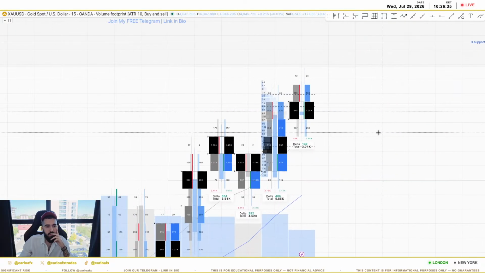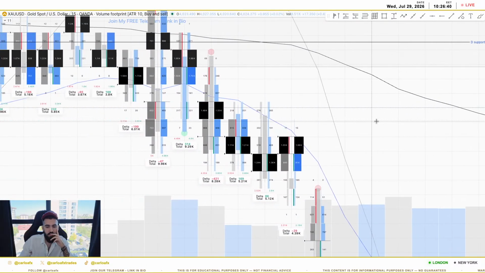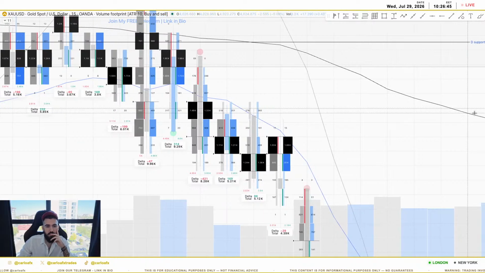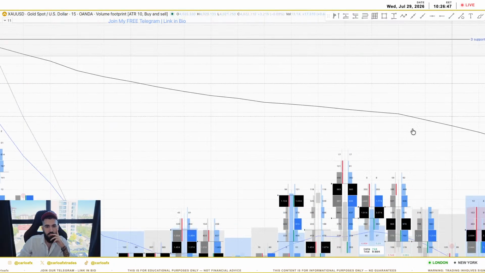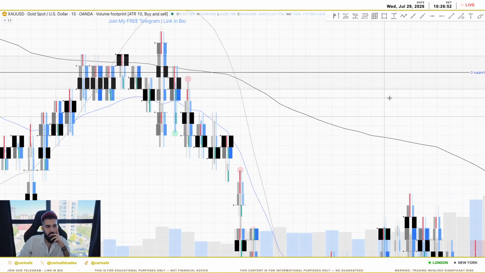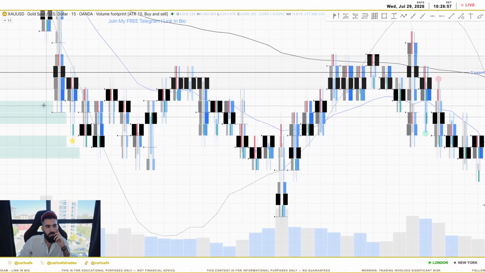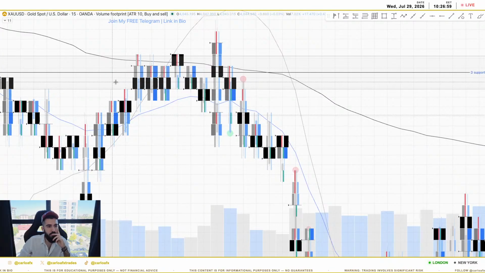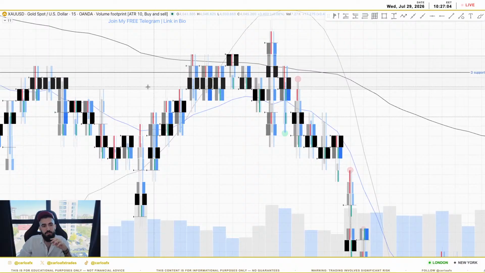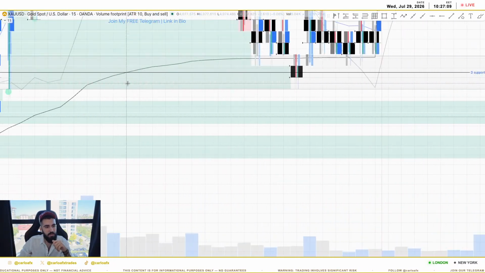Price is rejected from the resistance. Look how strong the daily support is. Point of control of these candles. We can see this only with the footprint chart. Look, so strong, this daily support is so strong.